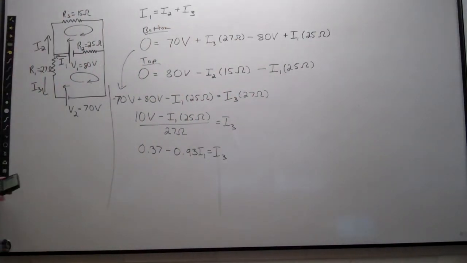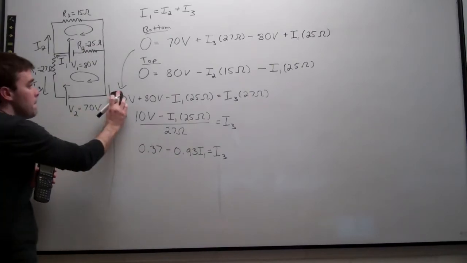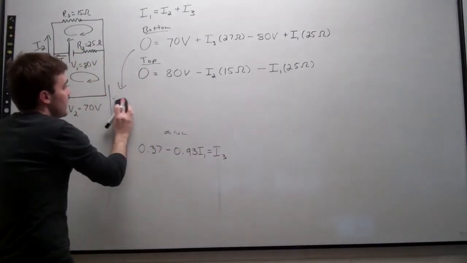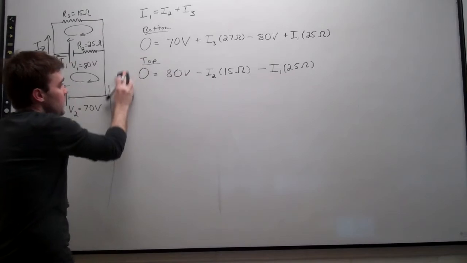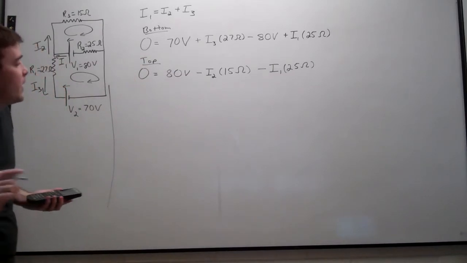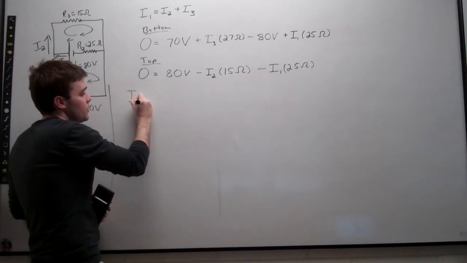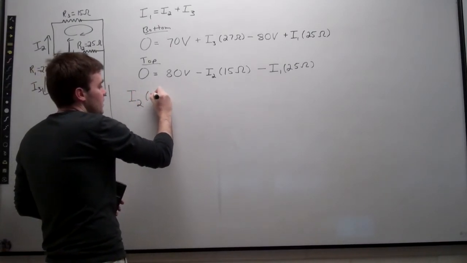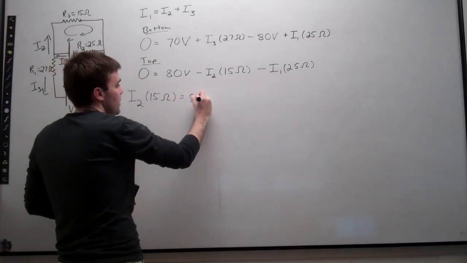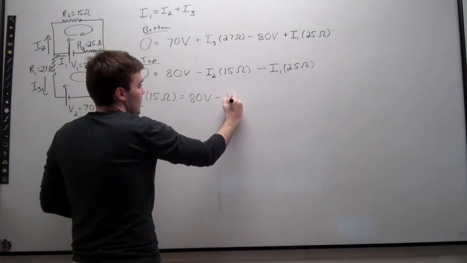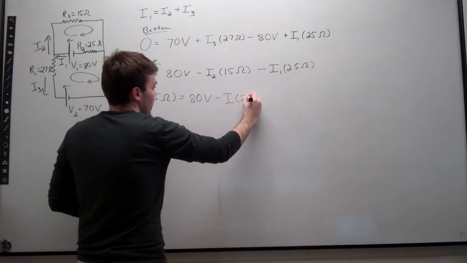I'm just going to erase this one so I don't have to squeeze everything into the board. Do you guys all have this down? Should I give you a second? Everybody got that one? Okay. Now we're going to do the same thing for the top. I'm going to solve for I2. So I'm going to bring I2 over to this side, so I get I2 times 15 ohms equals 80 volts minus I1 times 25 ohms.